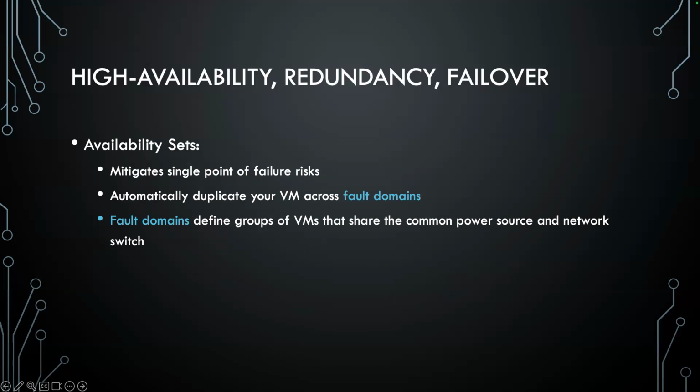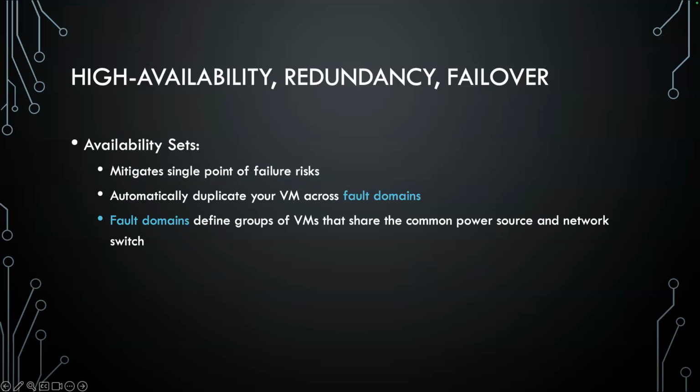And the cool thing about scale sets is it's going to automatically duplicate your VM across a fault domain. A fault domain is a group of virtual machines that share a common power source and a common network switch. Say we've deployed our stuff in one region, and we have an availability zone here, and one here, and one here. Here are a couple of data centers set up in our availability zones like this.